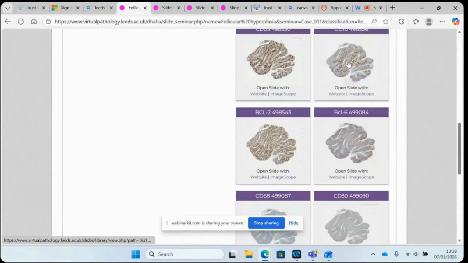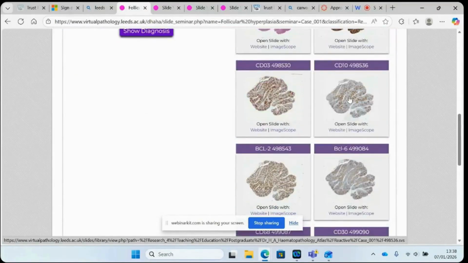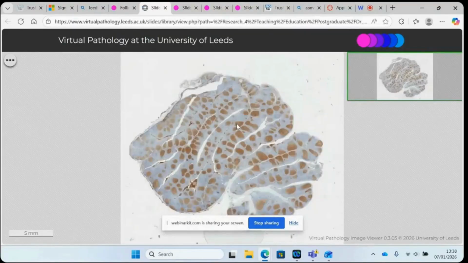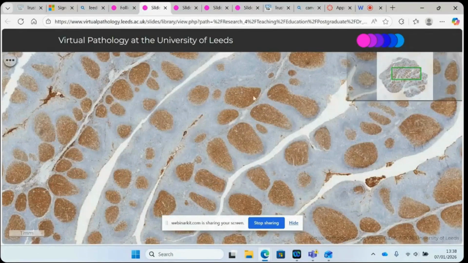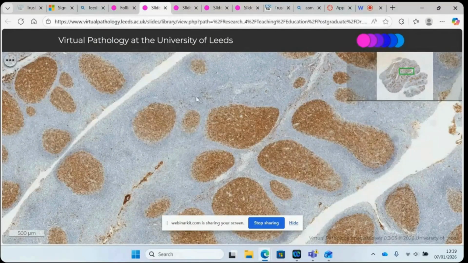Most important 2 stains, apart from CD20, are CD10 and BCL2. So CD10 highlights the germinal center cells, and in contrast to follicular lymphoma, CD10 is all concentrated in the germinal centers, whereas in follicular lymphoma, CD10 is positive in the germinal centers, but you also get cells spreading out into this area.